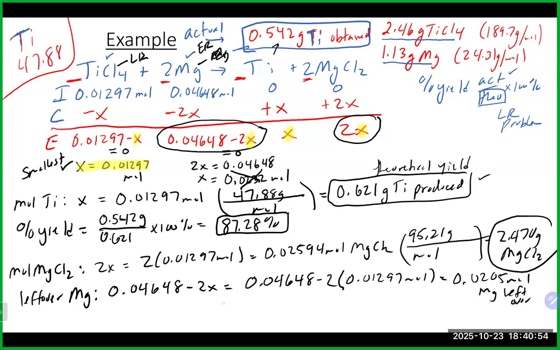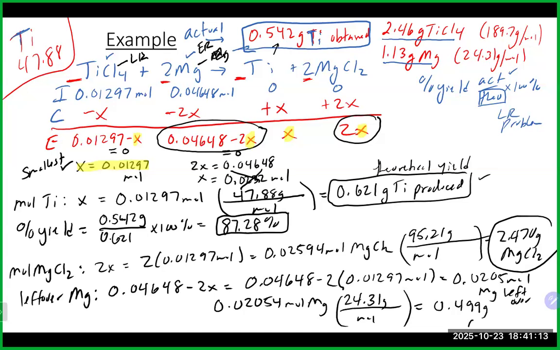We obviously could take that number and multiply it by the molar mass of magnesium, which we also have laying around in this problem somewhere, 24.31 grams per mole. And we will see that we have left over about 0.499 grams of magnesium. In this case, we started with about 1.13 grams of magnesium. So, we used a little bit, about 0.5 or 0.6 of it. Any questions on any of those there?